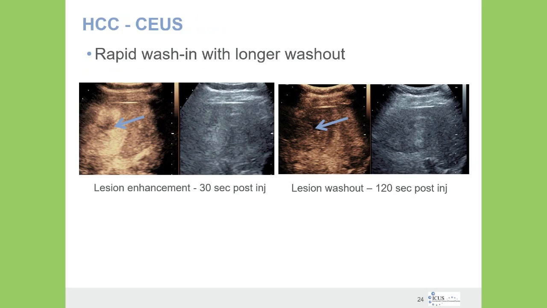Hepatocellular carcinomas also have a rapid wash-in, and sometimes we will see some irregular vessels along with an HCC, but these lesions can take longer to wash out. On your left, you can see an image 30 seconds after the injection, and there is profound, marked enhancement in that lesion. However, 2 minutes after the injection, on your right, we can see less contrast in that liver lesion than in surrounding tissue. This is an HCC. They take longer to wash out.